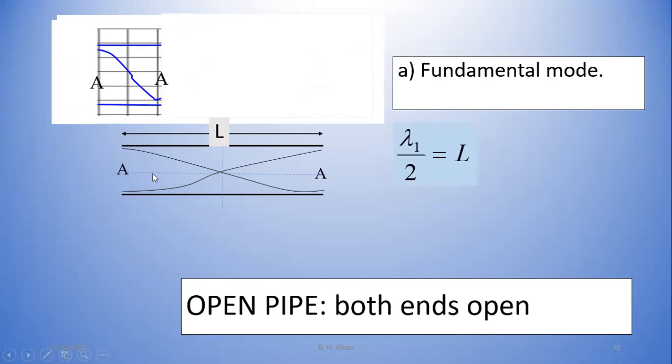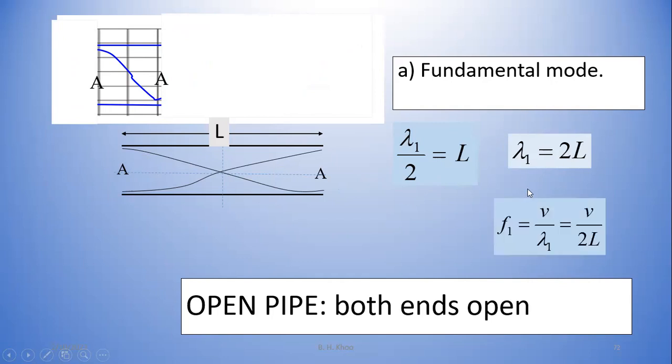And then you are able to identify this is your half wavelength for this lambda 1. That be L, or cross multiply, lambda 1 is 2L. F1 is v over lambda 1, is v over 2L.